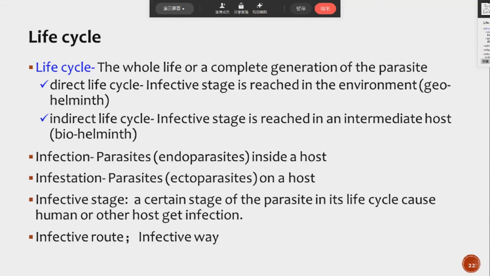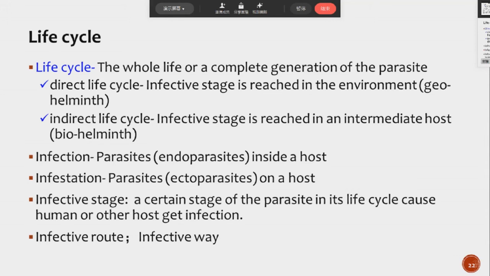So if a parasite successfully infects humans and causes disease, we call it an infection. If they are living on our surface, or just touching, or a very short-term infection, then we call it infestation. A little bit different. But anyway, if the parasite causes human disease, we call it parasitosis. But during their life cycles, not all stages can cause infection to humans. Only certain stages can. So we should know which stage can cause infection to us.